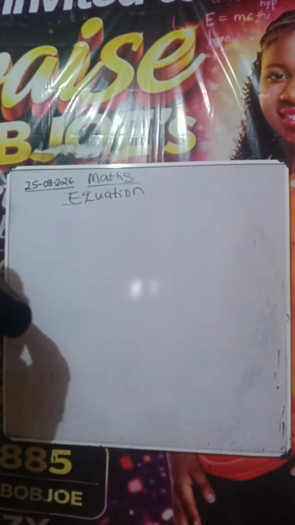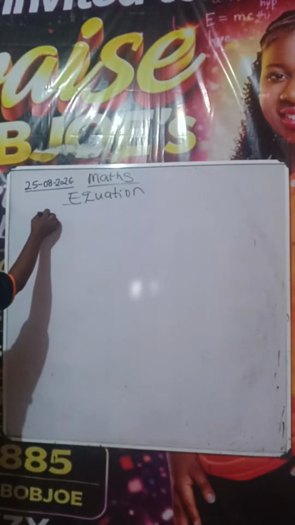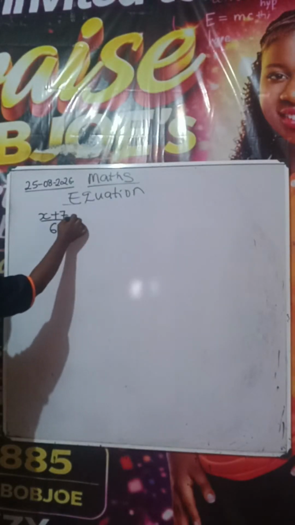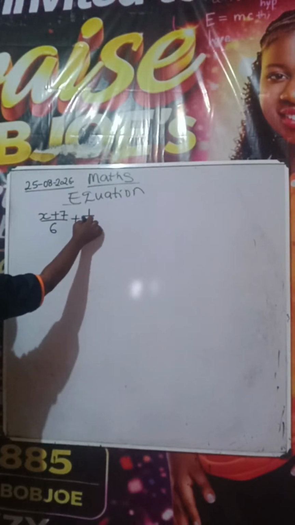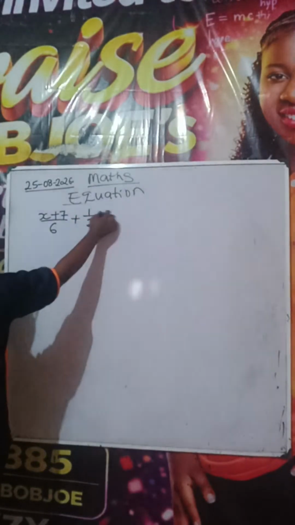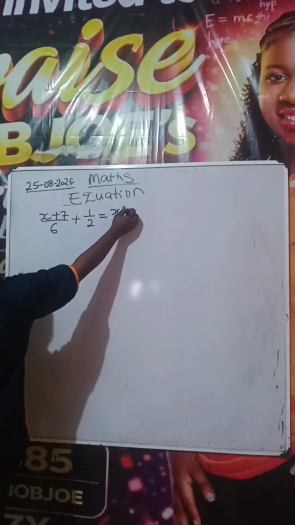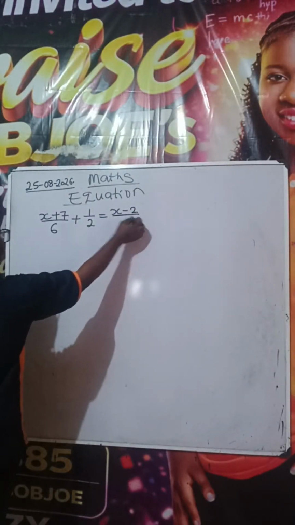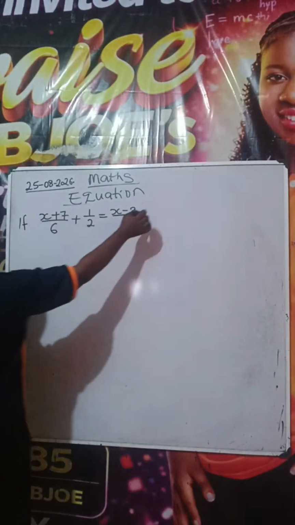So look at this one. I have (x plus 7) all over 6, plus 1 over 2, equals (x minus 2) all over 4. Now, they said if this is this, then find x.